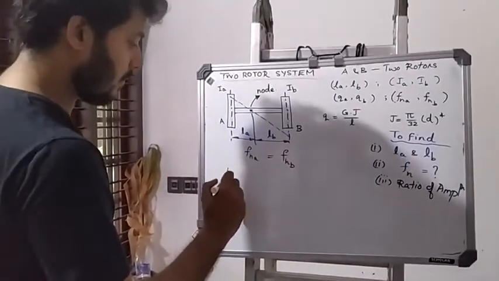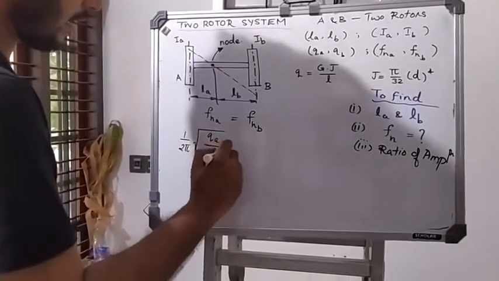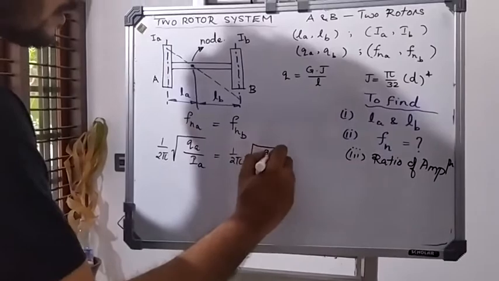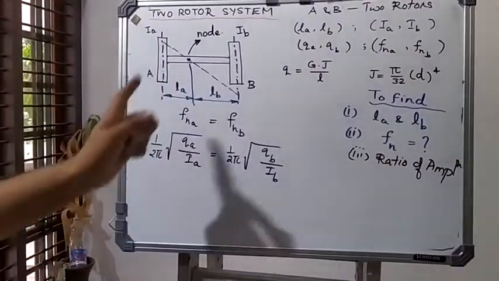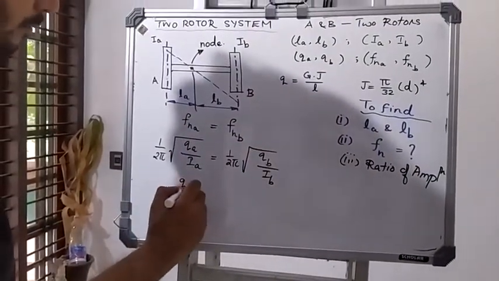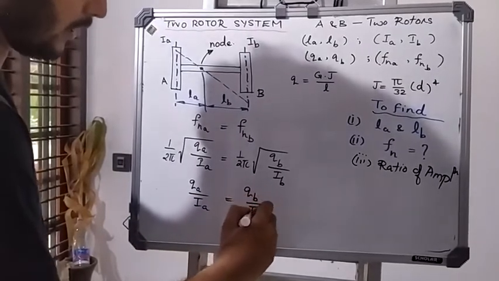This one is 1 by 2 pi square root of QA by IA, and this is 1 by 2 pi square root of QB by IB. We have discussed all these parts previously also. The 1 by 2 pi will get cancelled. Remaining will be QA by IA, which is equal to QB by IB.